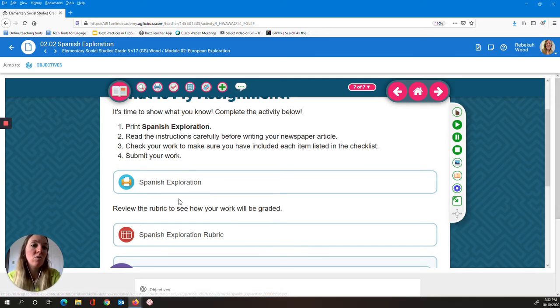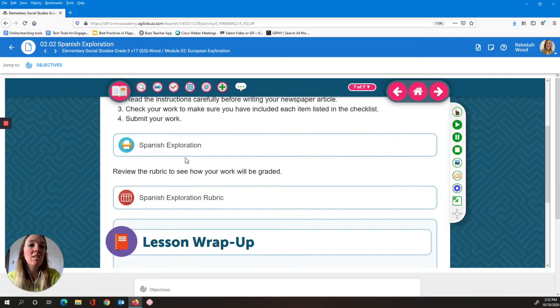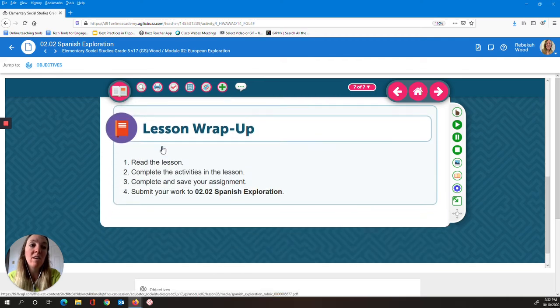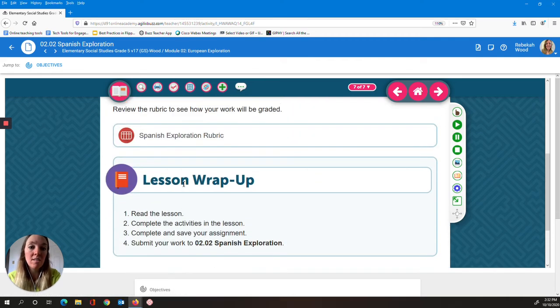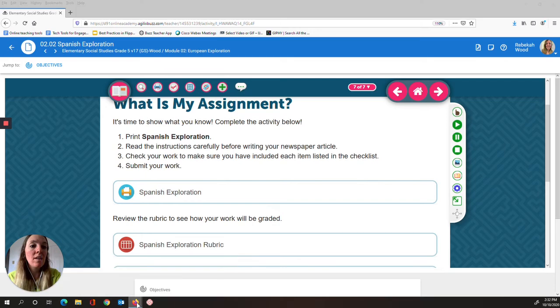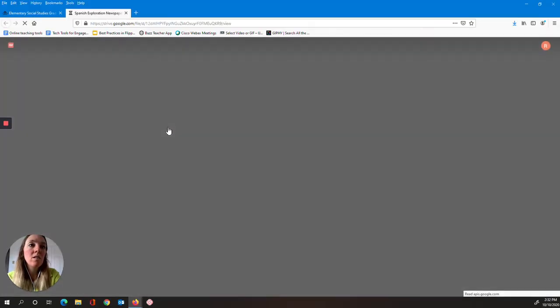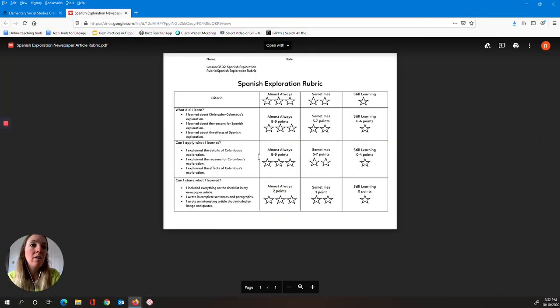I have created a Google slide that you can make your newspaper article in. So read the instructions carefully before writing your newspaper article. Check your work to make sure you have included each item in the checklist, and then submit your Spanish exploration newspaper article. That is going to be your assignment for this lesson. So let me show you that assignment that I've linked. So we have the newspaper article rubric. That's what you guys are going to be graded on.